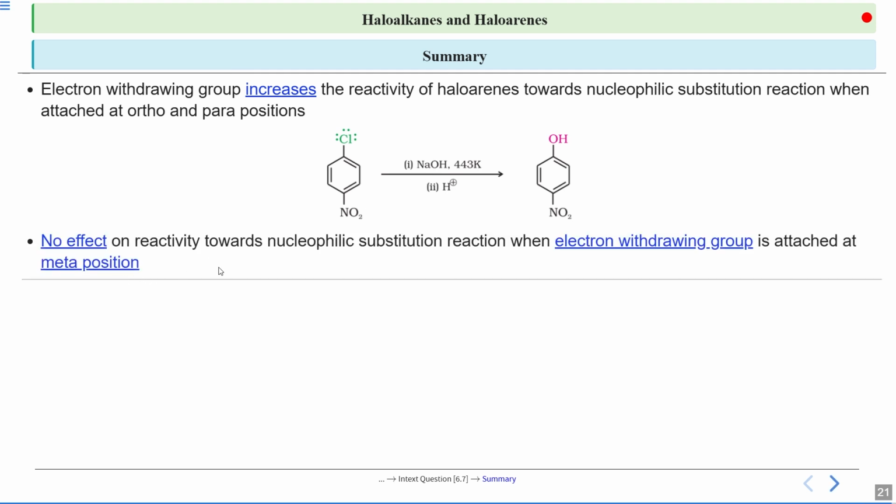No effect on reactivity towards nucleophilic substitution reactions is observed when the electron withdrawing group is attached at the meta position, because the carbanion forming and the negative charge will not be localized on the meta carbon. That's why even when an electron withdrawing group is present on the benzene but attached at the meta carbon, it will not show any effect on the reactivity of haloarenes towards nucleophilic substitution reaction.